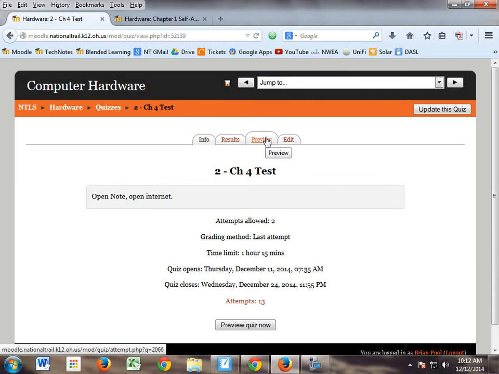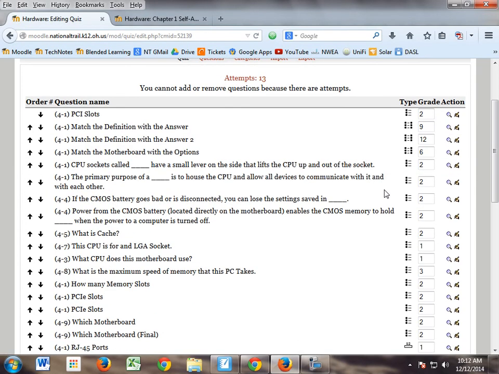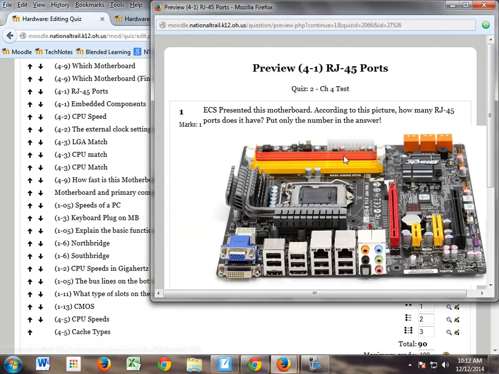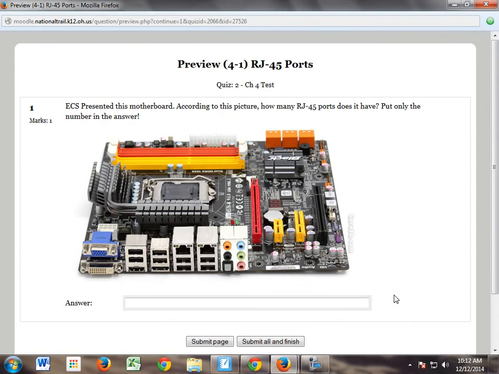That's what the first bar was set. I'm writing for the next bar. 98. And it was a fill in the blank one. This one was supposed to be easy, but some people didn't Google anything. How many RJ45 ports does it have?